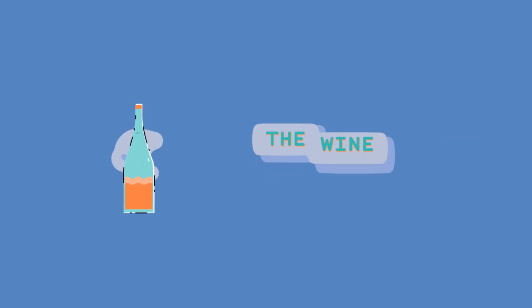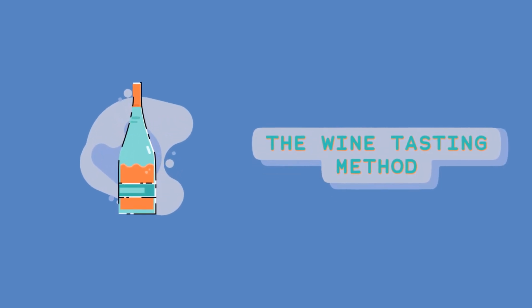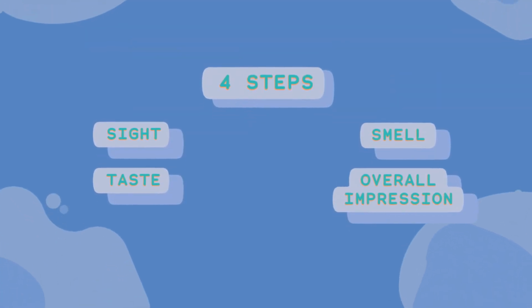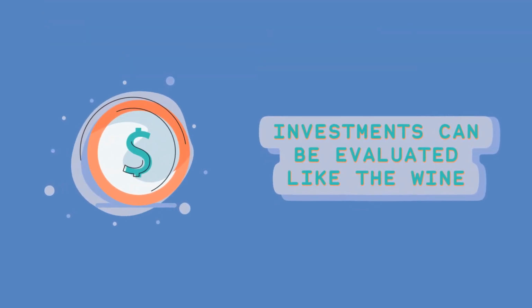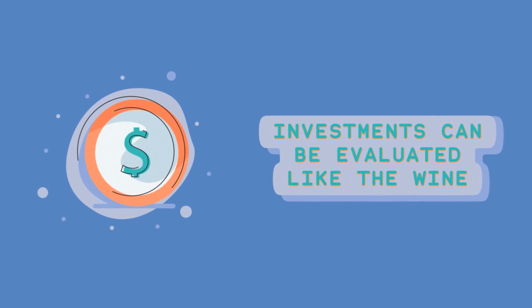The wine tasting method is a method used to evaluate and appreciate the qualities of different wines. It is defined by 4 steps: sight, smell, taste, and overall impression. Applied in investing, this method can be used to evaluate investment opportunities.